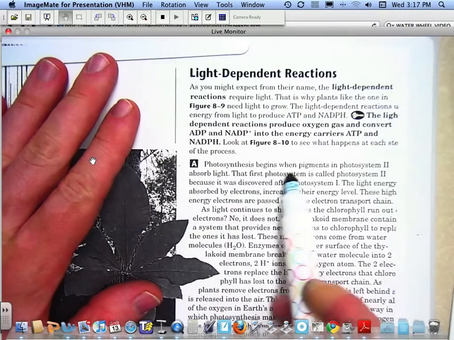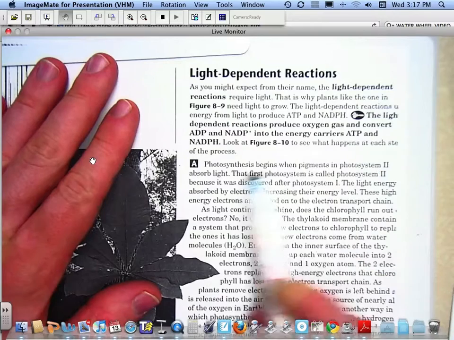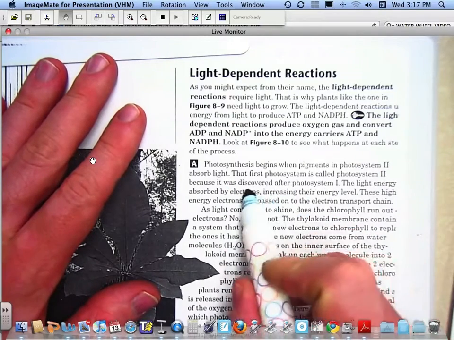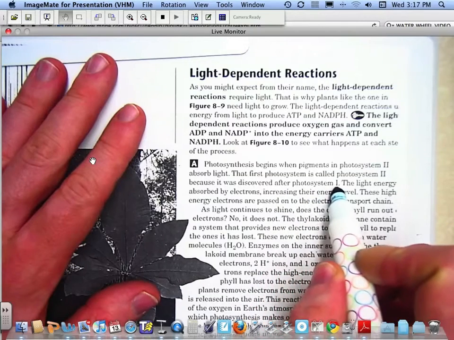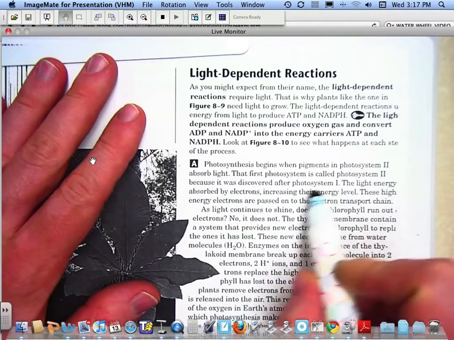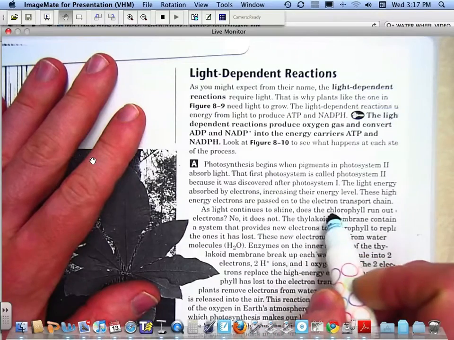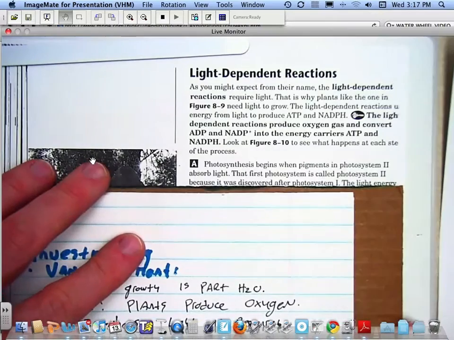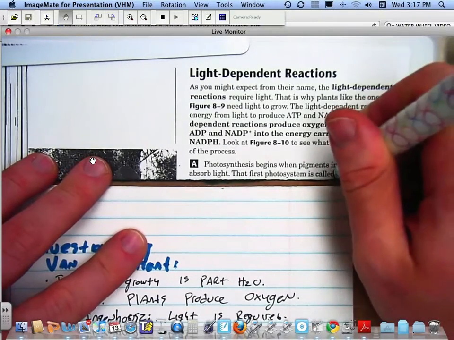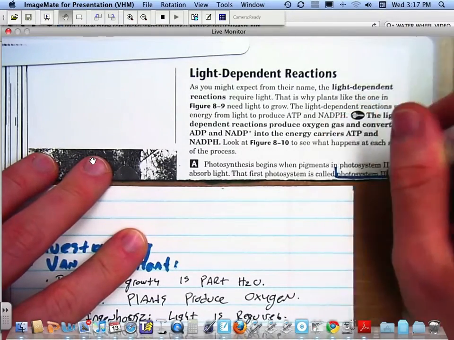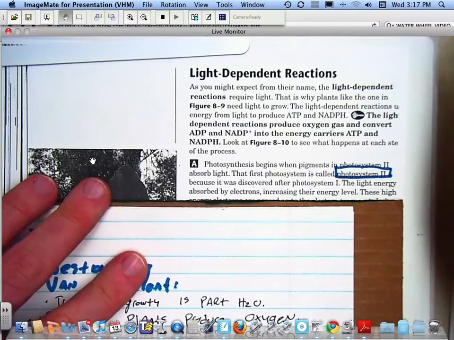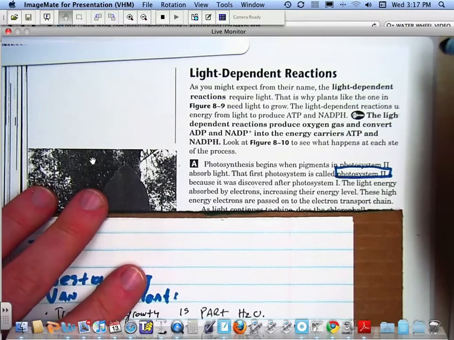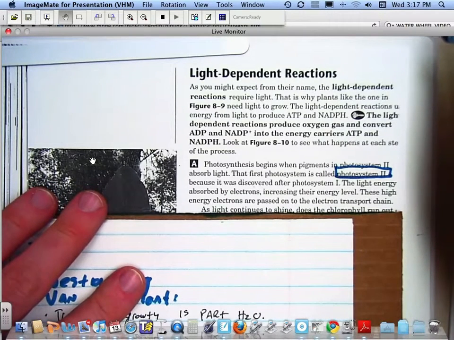Photosynthesis begins when pigments in photosystem 2 absorb light. That first photosystem is called photosystem 2 because it was discovered after photosystem 1. The light energy is absorbed by electrons, increasing their energy level. Okay, before we move on, don't get confused. Photosystem 2 is actually the first in the system, but it's named 2 because it was discovered second. That's important. These high energy electrons are passed onto the electron transport chain as light continues to shine.